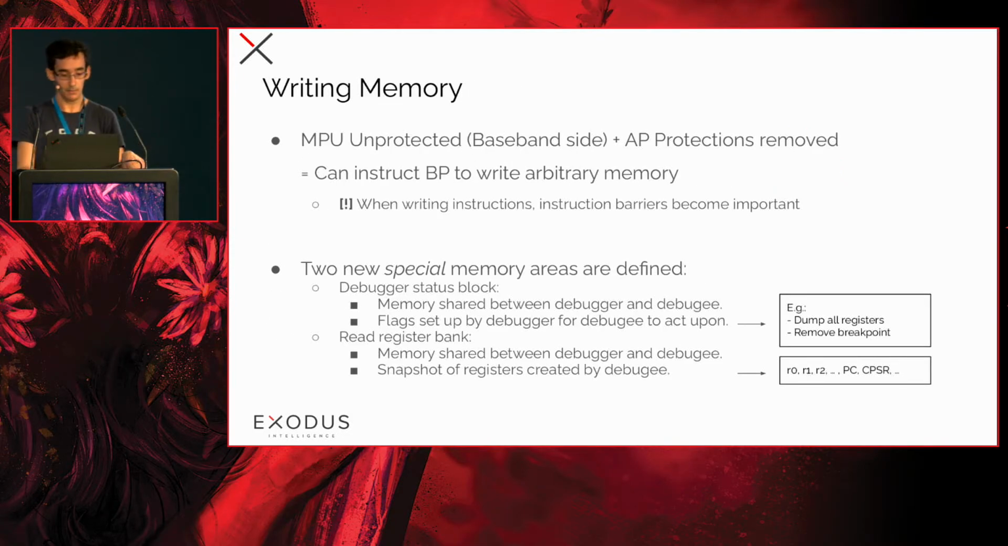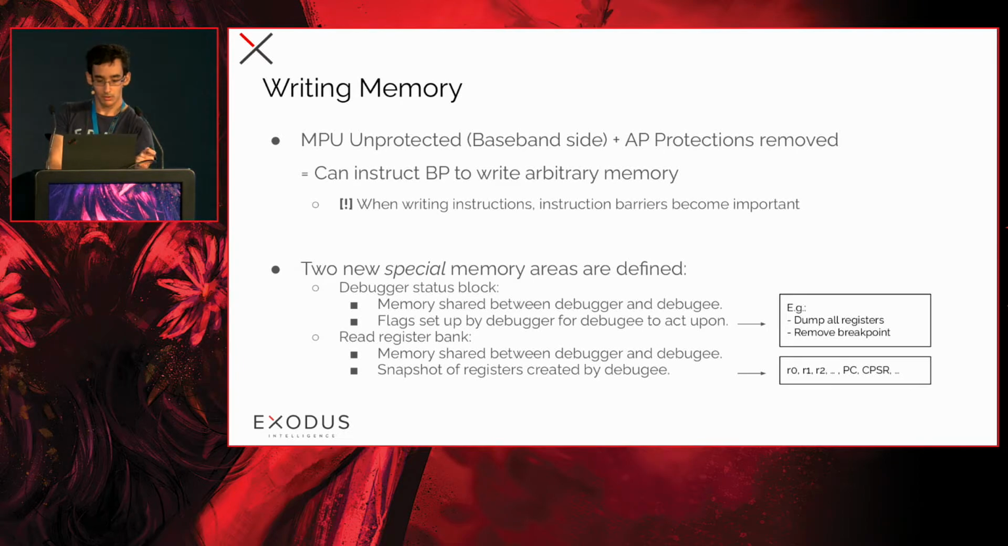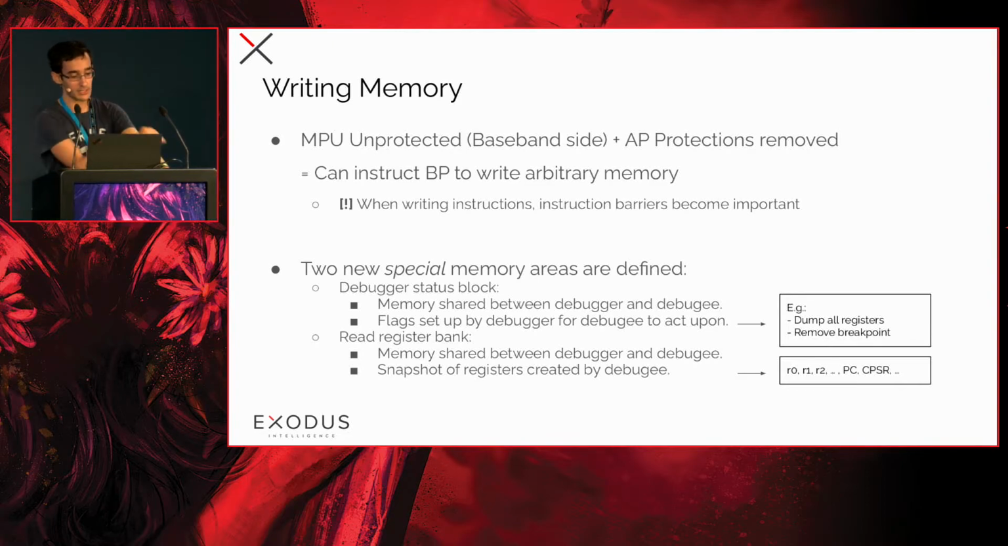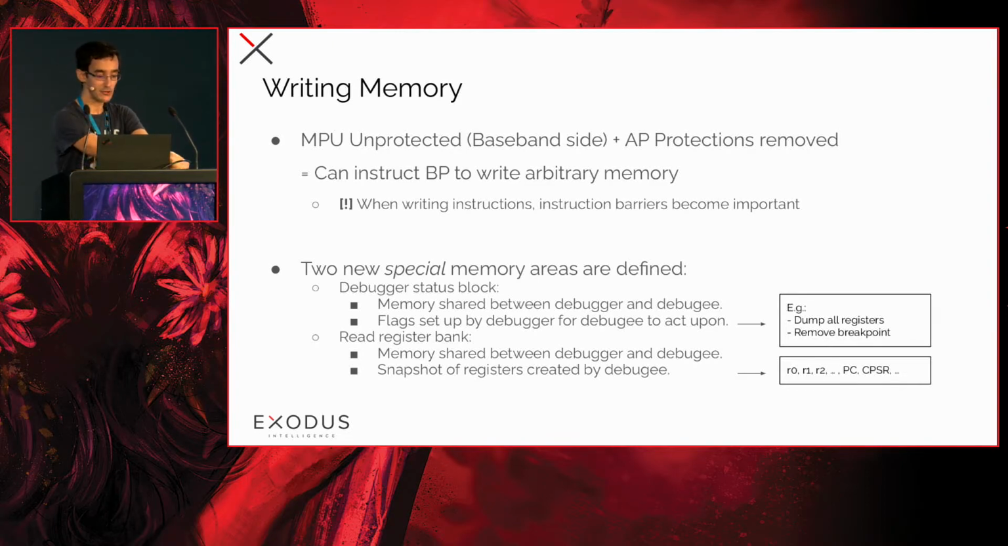And if we want to write to executable memory, if we are going to write instructions, instruction barriers do become important at this point. Towards our final goal of building a debugger, I decided to define two new special memory areas that are going to be shared between the debugging task and the debugger task, which are going to be the debugger status block and the write register bank.